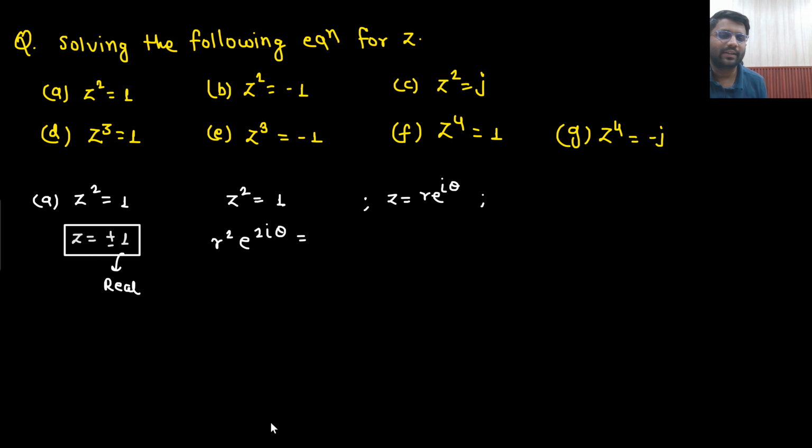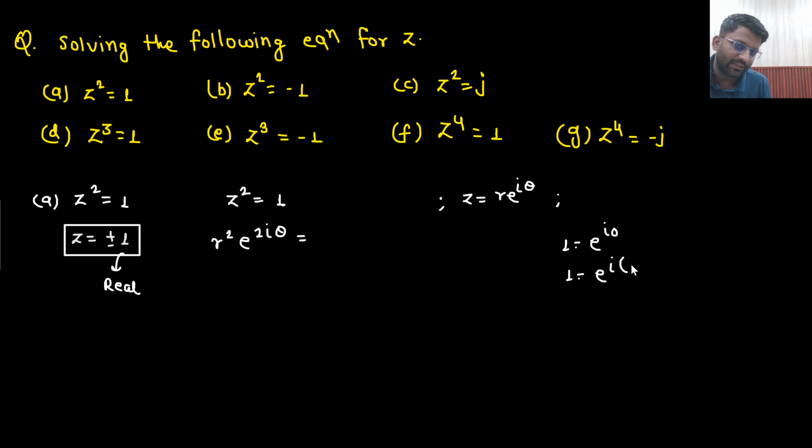And what could 1 be written as? Do you remember what 1 could be written as? You know that 1 is e to the power iota 0. But you know one more thing, that e to the power iota 0 plus 2n pi also you need to write down. Why is that so? Because it is periodic with 2 pi. I hope you remember, e to the power iota theta is periodic with 2 pi. So your actual answer would be that 1 is nothing but e to the power iota 2n pi.